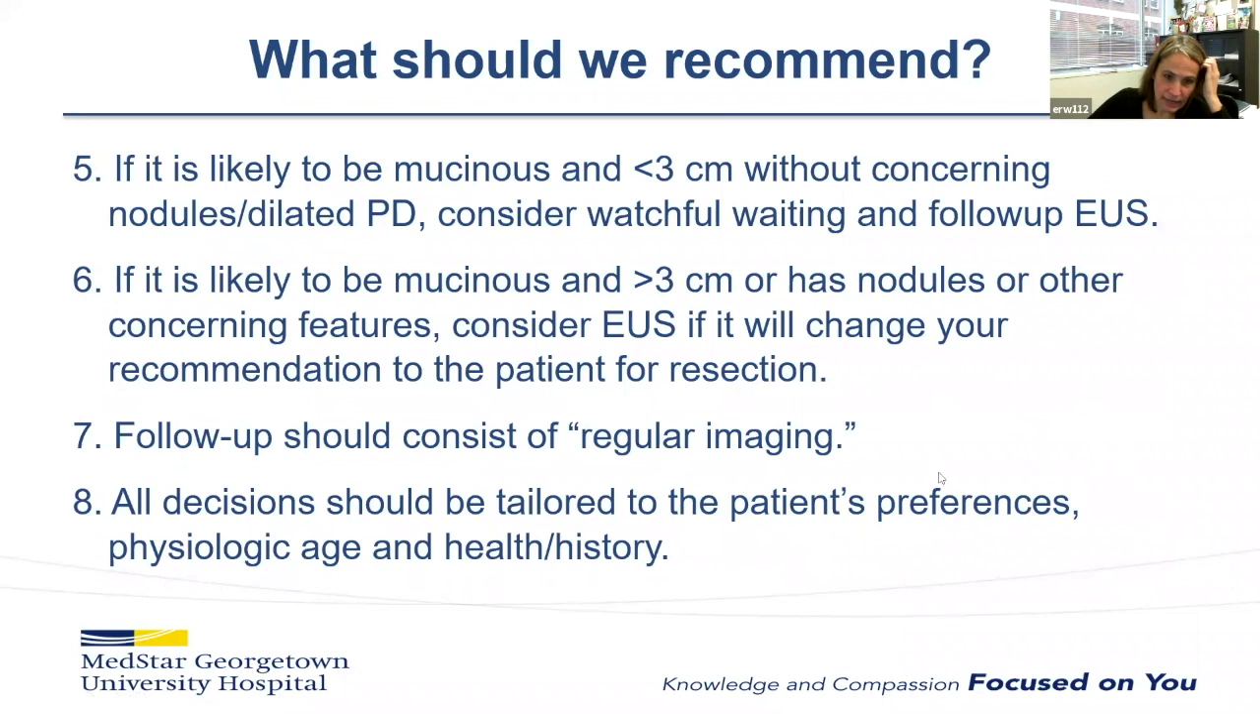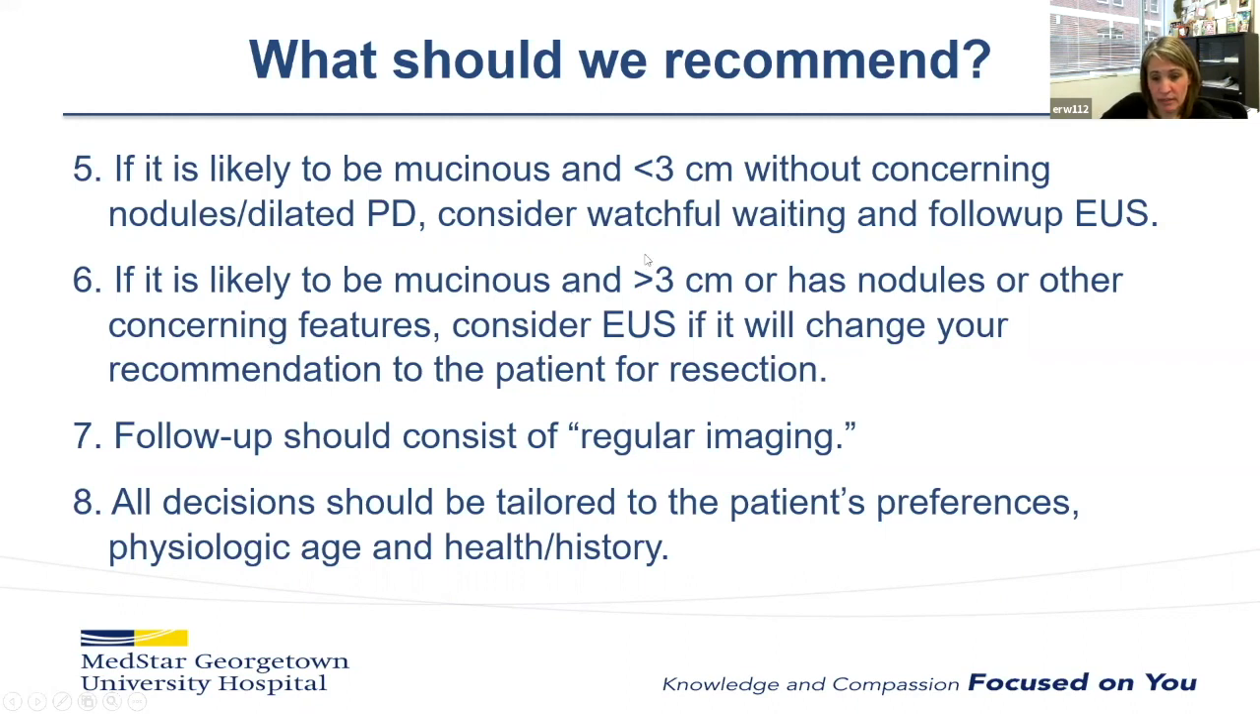If something is likely to be mucinous and less than 3 centimeters and without concerning nodules or a dilated pancreatic duct, you're weighing your options if the patient hasn't already had an EUS, between watchful waiting and EUS. I think this is a difficult clinical dilemma, but you have to ask yourself, is there anything about the EUS other than a positive cytology, which is very rare, that will make me operate in this situation? And if there is, then of course the patient should get an EUS. And if there's not, I think putting the patient on a surveillance protocol is also acceptable.